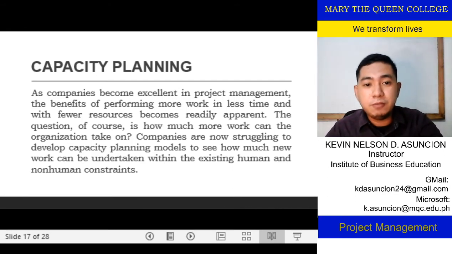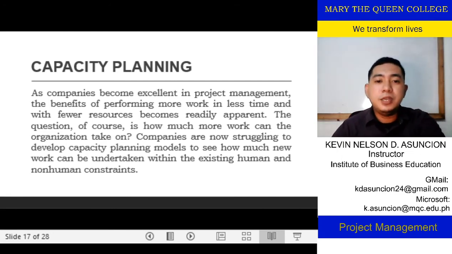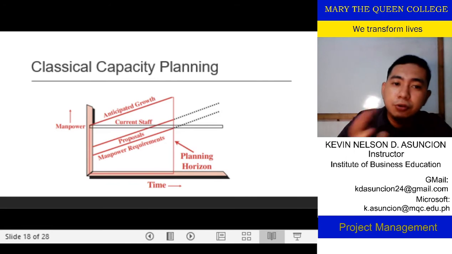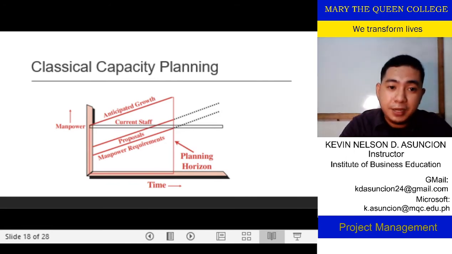So the question, of course, is how much work can the organization take on? Companies are now struggling to develop capacity planning models to see how much new work can be undertaken within existing non-human constraints. I would like to show you the classical capacity planning. This will be the levels of manpower, and this will be the time. So your planning horizon only goes up to here. During that span of time, if this is the project within this planning horizon, the proposal will need the current staff, and these are the manpower requirements.